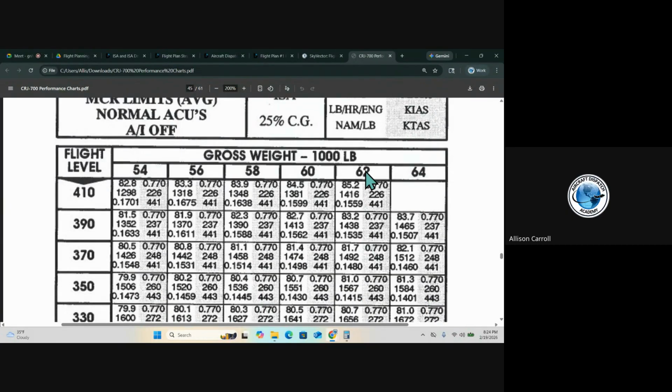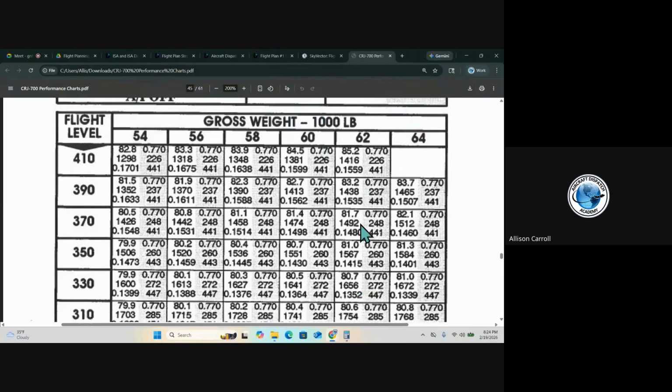So 62,000. And now we have these 2 boxes to look at. When we are having to choose between 2 boxes, we're not going to interpolate because Alison said no. We are going to go for the higher fuel burn, right? So this fuel burn right here says 1438, and this one right here says 1492. So 1492 is going to be the higher fuel. So we are going to utilize this box right here.